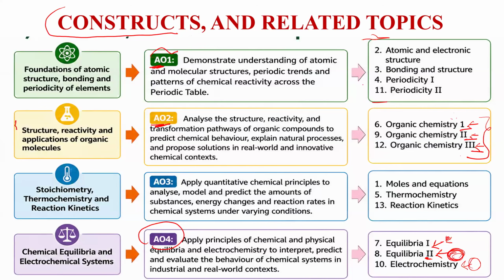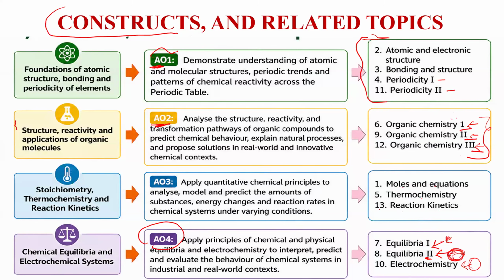And we can see all of them, they are here. The good thing is you've already seen which subtopics are present in periodicity 1, the ones in periodicity 2. Then stoichiometry in assessment objective 3, where we have moles and equations. You saw that. Thermochemistry, reaction kinetics. Then the one we are looking at today, Equilibria 2, is right here. Equilibria 2, Equilibria 1, and electrochemistry.